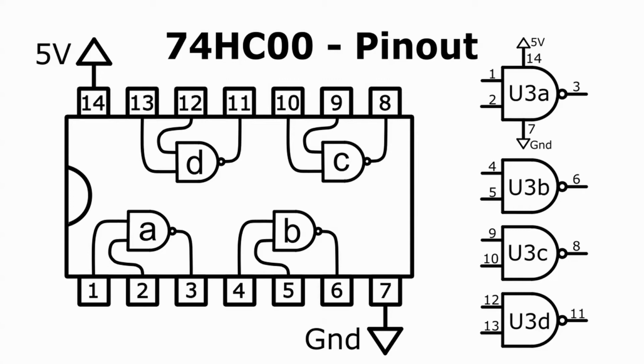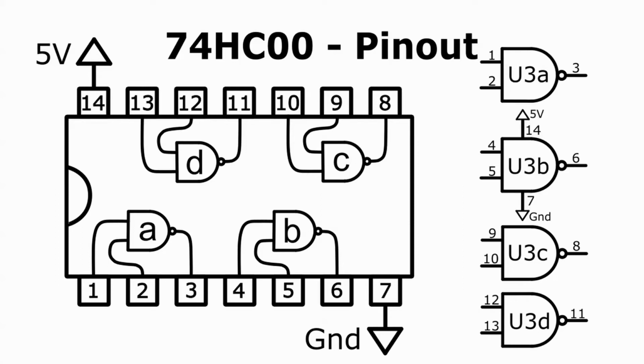The ground and power pins, pins 7 and 14 respectively, only need to be shown on one of the 4 gates. That gate doesn't have to be gate U3A, but could be any one of the 4 gates, like this. The particular gate which is chosen to be associated with the power leads is usually a matter of finding the least cluttered area on the schematic diagram.